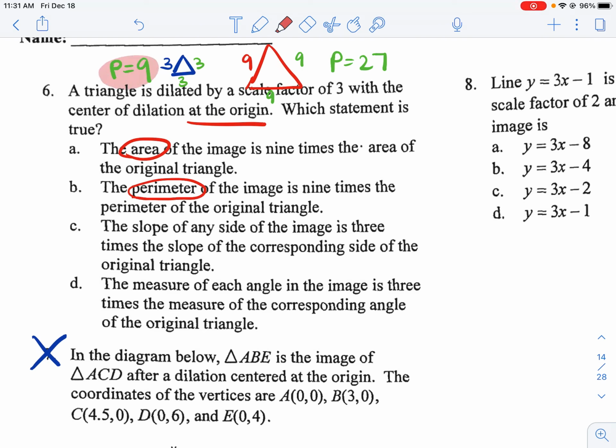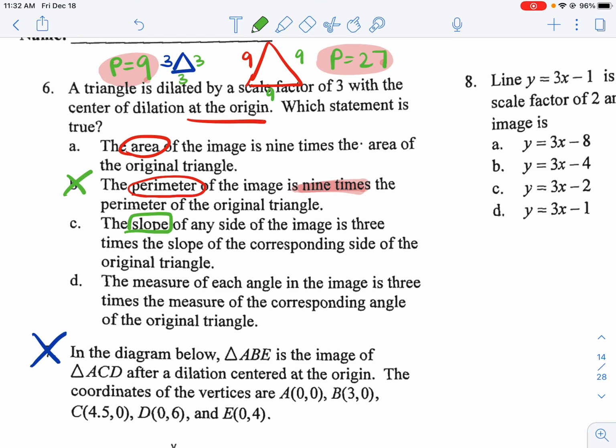Is 9 3 times 20? Let me say it again. To get from 9 to 27, I don't need to multiply by 9. I need to multiply by 3. So that's not the answer. The slope of any side of the image is 3 times the slope. Well, we know that the slopes of dilated lines stay the same.